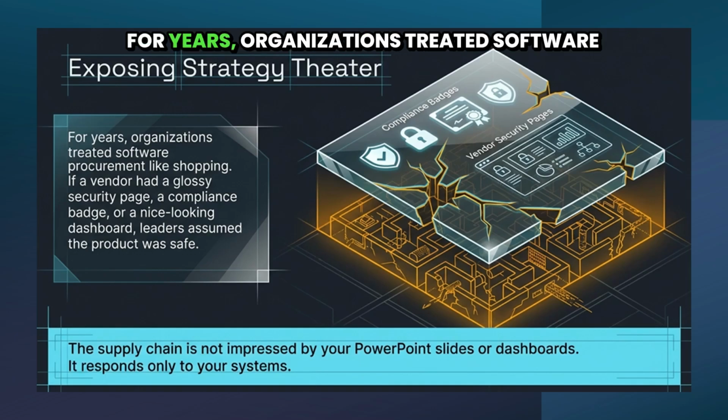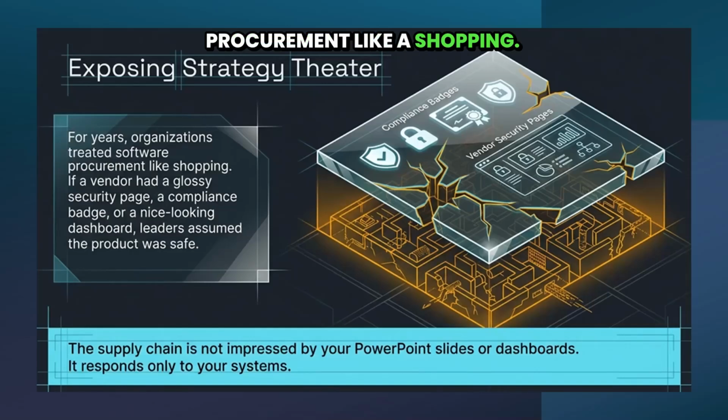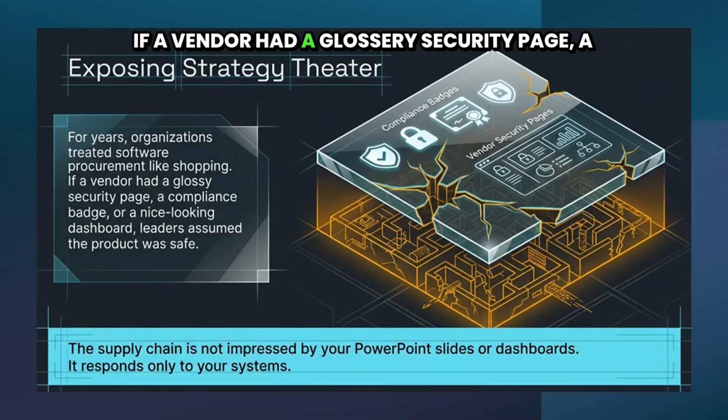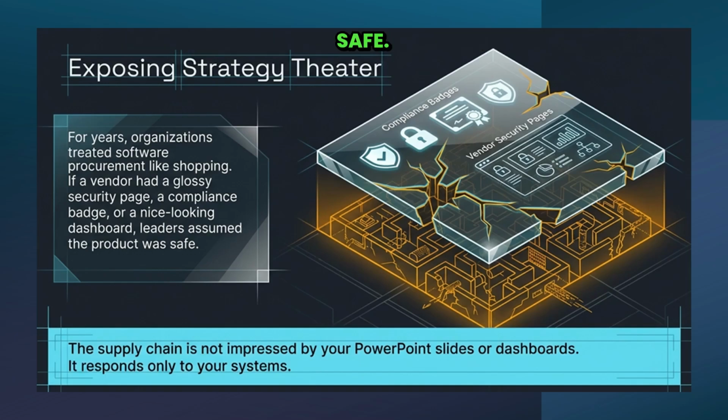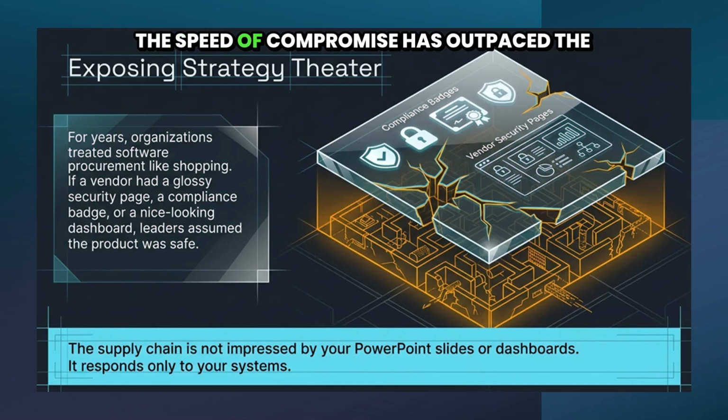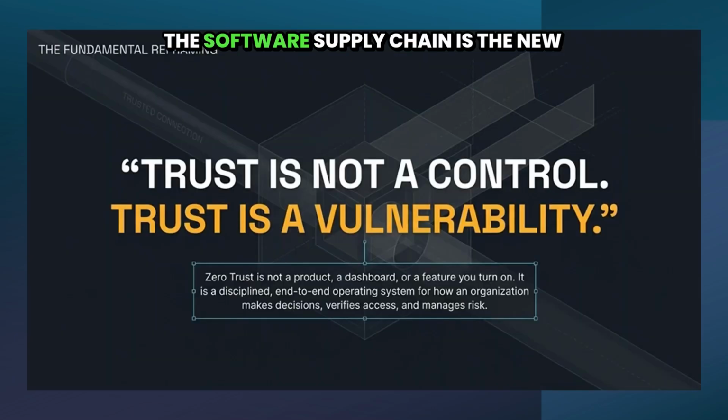For years, organizations treated software procurement like shopping. If a vendor had a glossy security page, a compliance badge, or a nice looking dashboard, leaders assumed the product was safe. But the world has changed. Threats have changed. And the speed of compromise has outpaced the speed of traditional governance. Today, the software supply chain is the new battlefield, and leaders who still treat it as a procurement checkbox are already behind. Zero trust reframes the entire conversation.